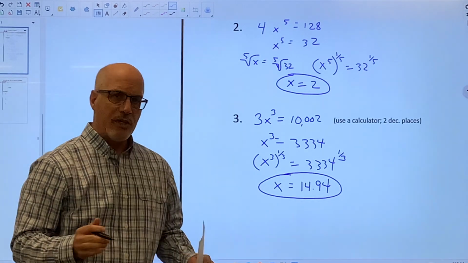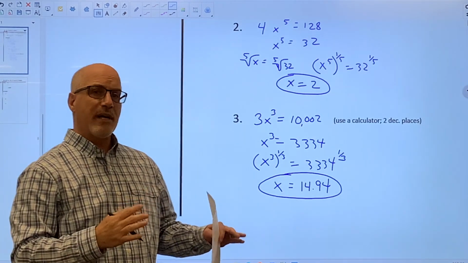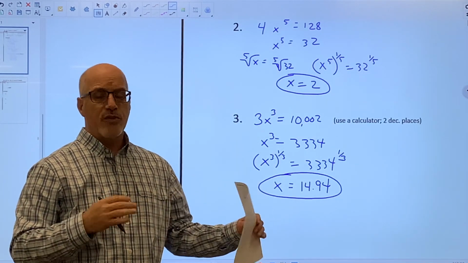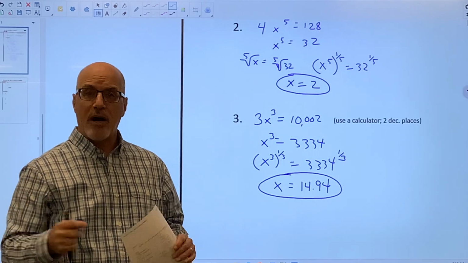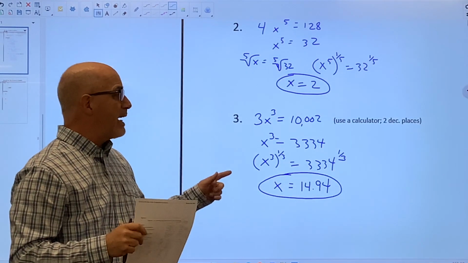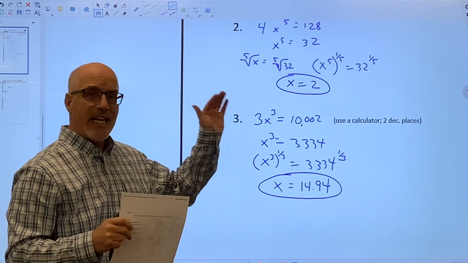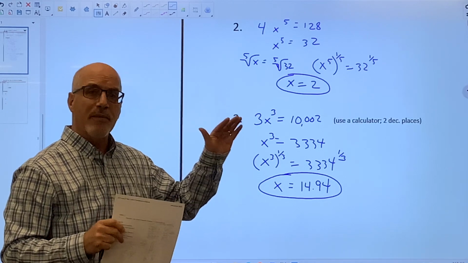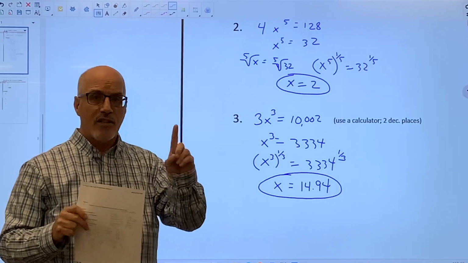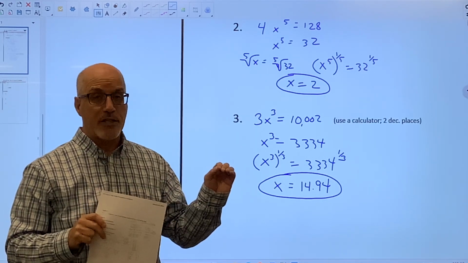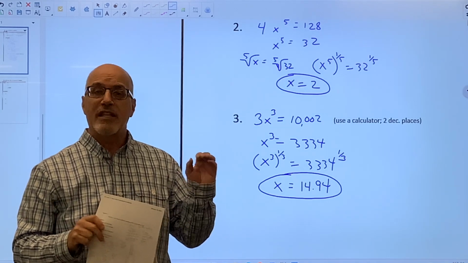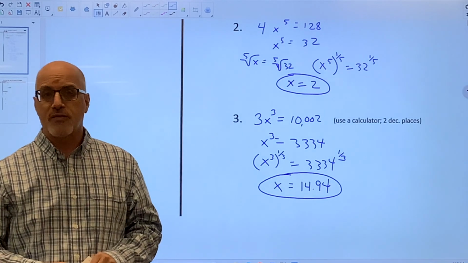So the steps we use for this are to get the variable term by itself and either use the root or the reciprocal power to get the variable by itself. If it's an odd exponential problem, then you only get the single answer. But if it's an even exponent when you're starting the problem, then remember to put your plus or minus for your answer.